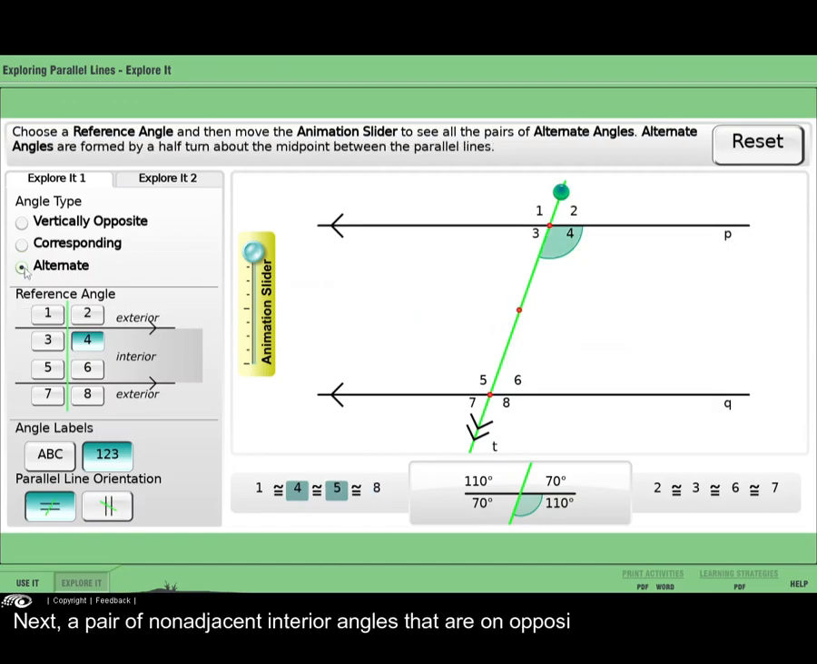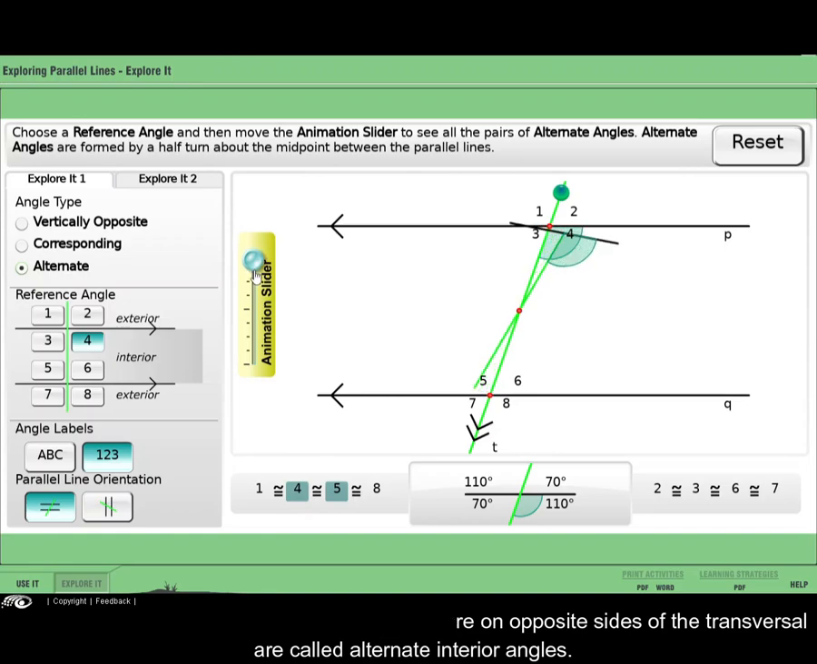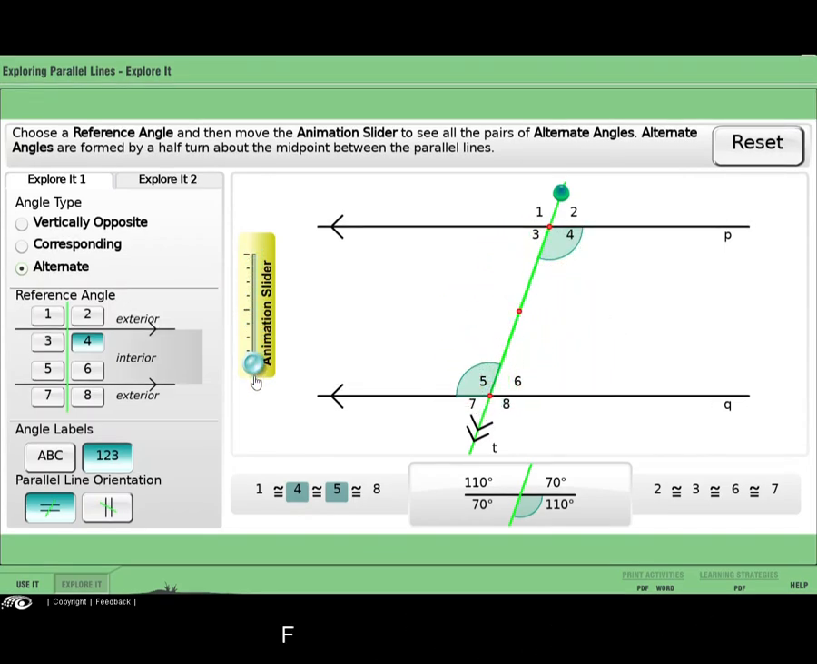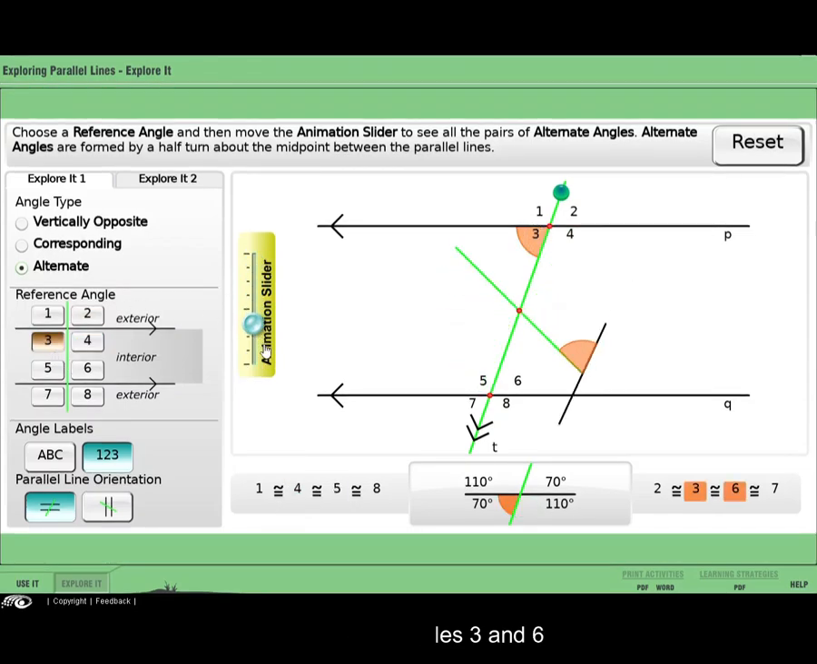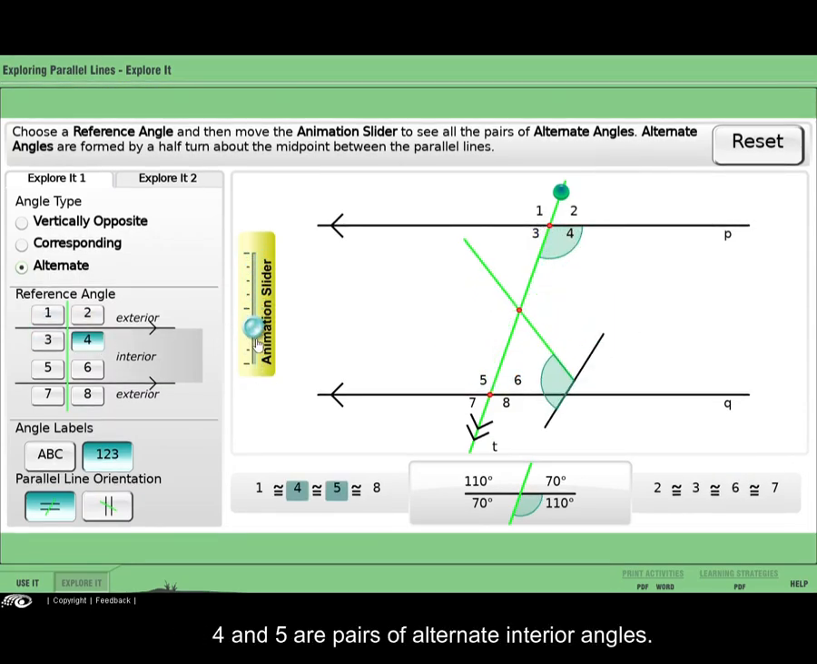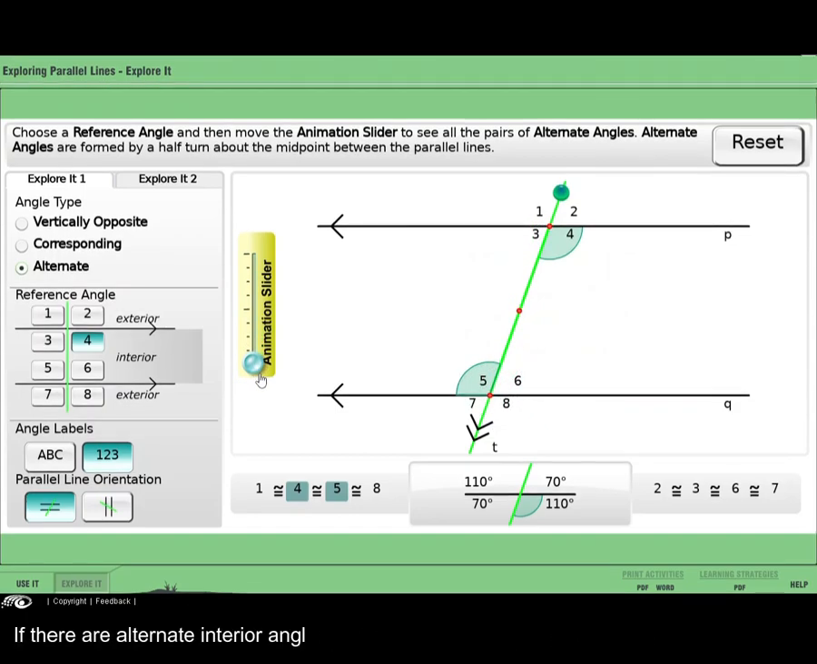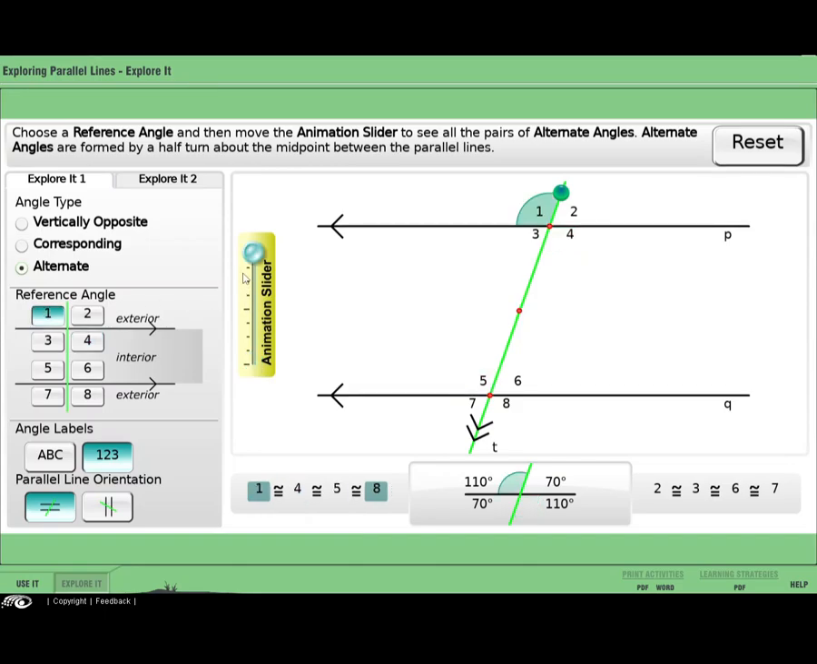Next, a pair of non-adjacent interior angles that are on opposite sides of the transversal are called alternate interior angles. From here, angles 3 and 6, and 4 and 5 are pairs of alternate interior angles. If there are alternate interior angles, of course, there are pairs of alternate exterior angles. For example, angles 1 and 8, and 2 and 7.